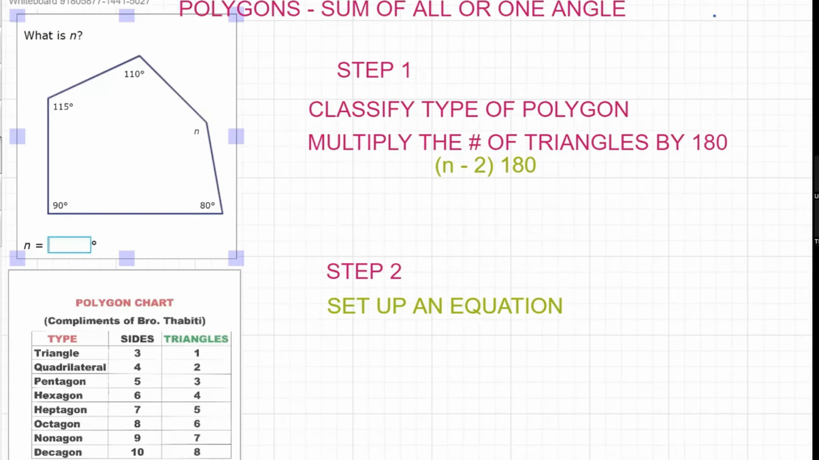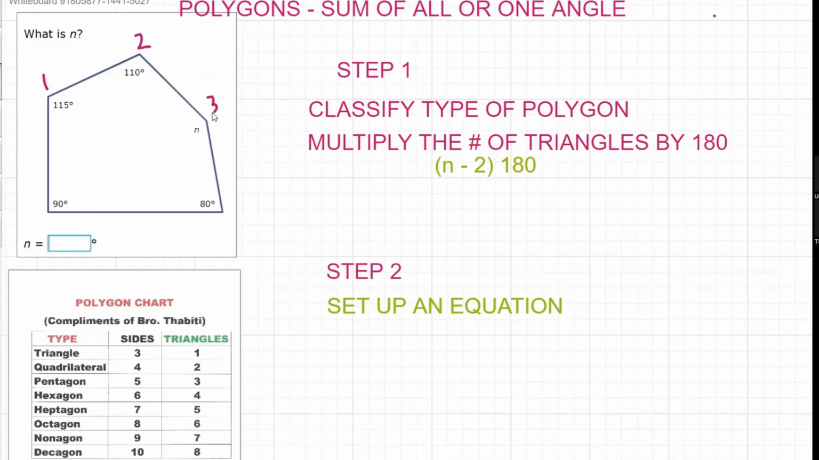So the first thing you should have done is classify the type of polygon we're dealing with. And to do that, we're going to add the number of sides here. So we have, let's see here, 1, 2, 3, 4, and 5. And remember, 5 sides means we have three triangles, right? Because if you look, 5 sides is actually a pentagon, which is right here. And you can see that there's 3 triangles. Okay, and a triangle is 180, right?